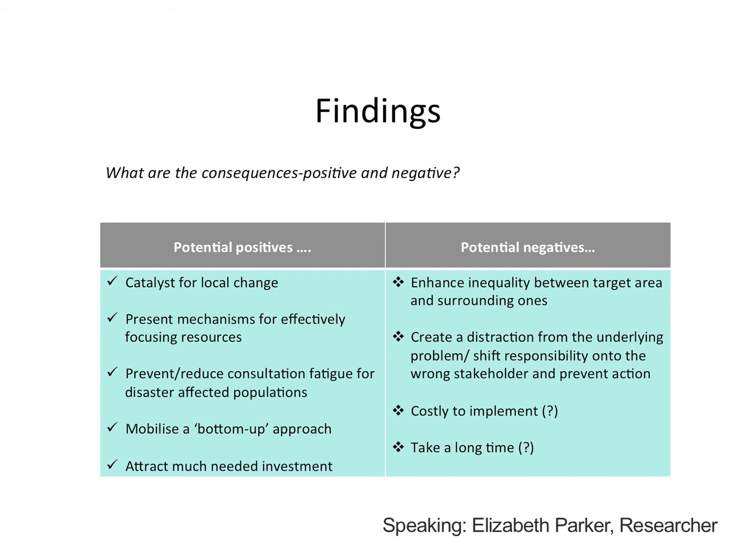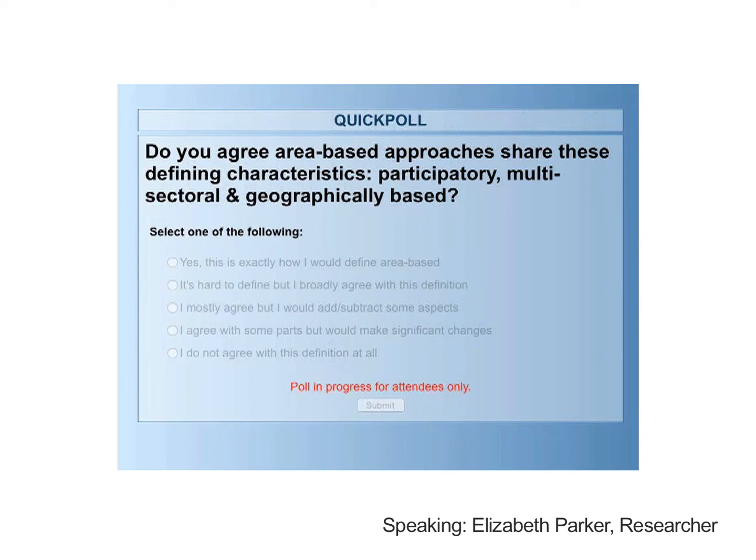So we have a poll now to reflect a little bit on those three defining characteristics, how much they reflect your understanding of what an area-based approach is. We've called them defining characteristics because I think that this might change, largely because the research that we did is based on what's been done so far. But I think another important question might be, is this the right thing to do? And so I'll pass over to Paul now, who will take over from me.